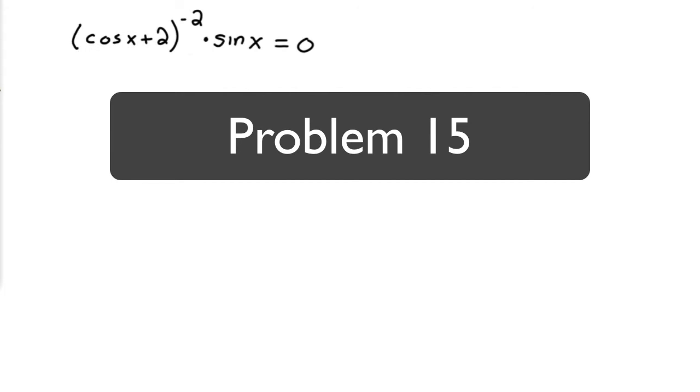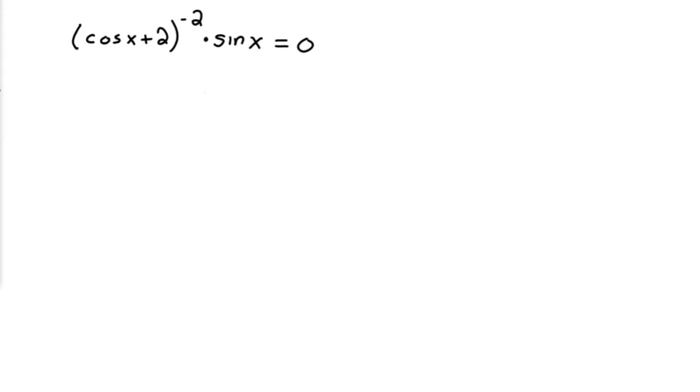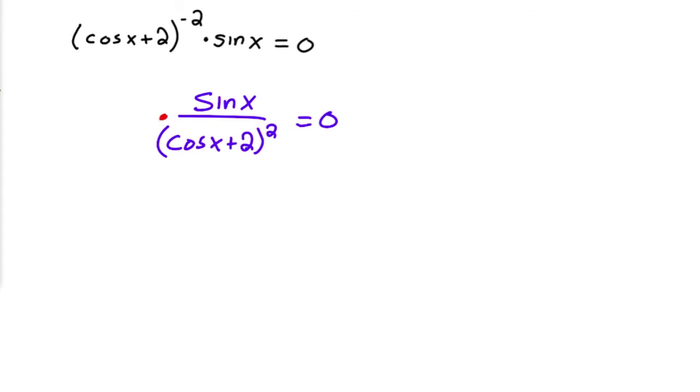Okay, so before we do anything, let's make that a positive exponent. So I'm going to bring it down to the denominator. So this is going to be cosine of x plus 2 in the denominator, squared, sorry. Now we know that the denominator is never equal to 0 because cosine plus 2 can never equal 0. So that means I can multiply both sides by that denominator and get rid of it.